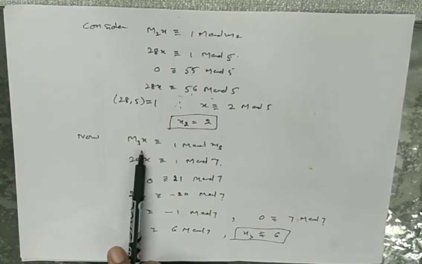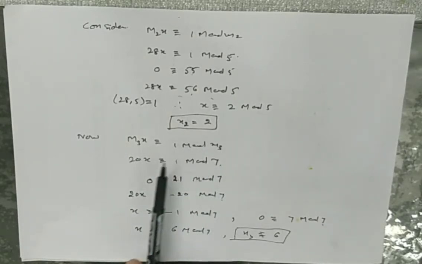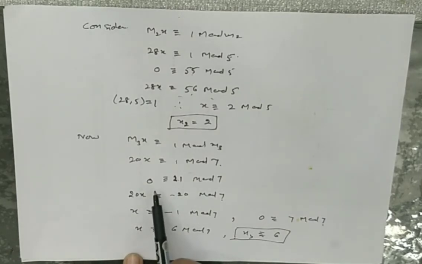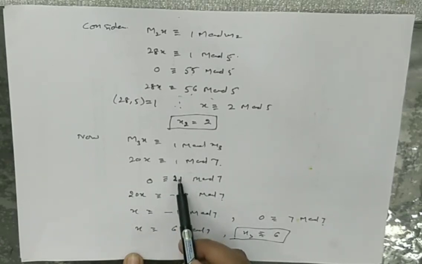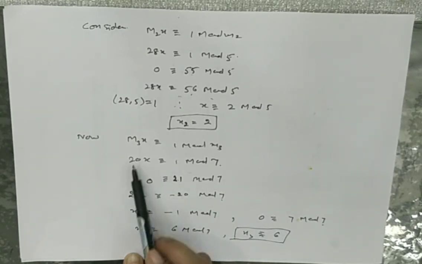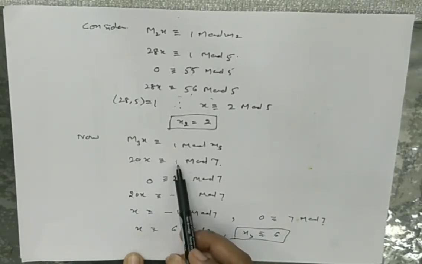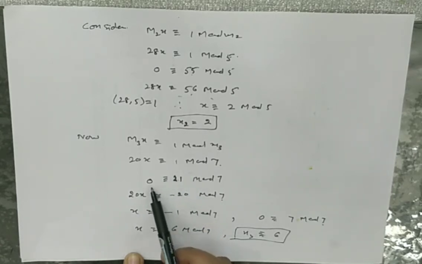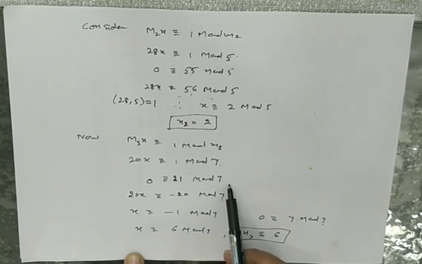Now for the third one, M3 x is congruent to 1 modulo m3. M3 is 20, so 20x is congruent to 1 modulo 7. Now again we have to take the number nearest to 20, so that when we add or subtract, we will get a number which is co-prime to 7 and a multiple of 20. So here we can take 21. So we get 0 is congruent to 21 modulo 7.